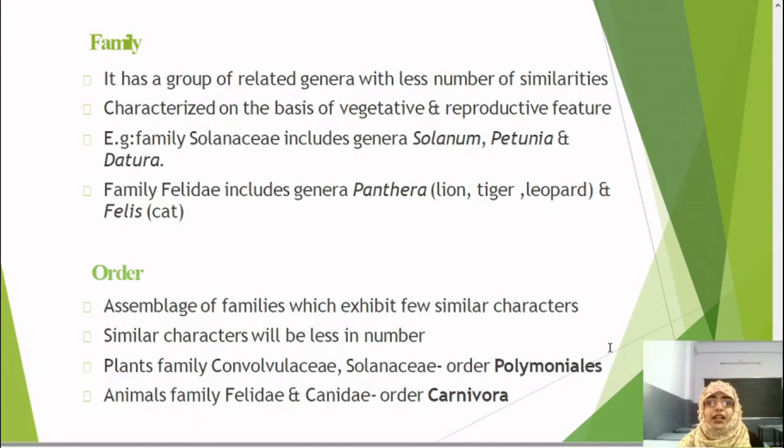Basic examples are family Solanaceae, which includes Solanum, Petunia and Datura, whereas family Felidae includes genera Panthera and Felis.